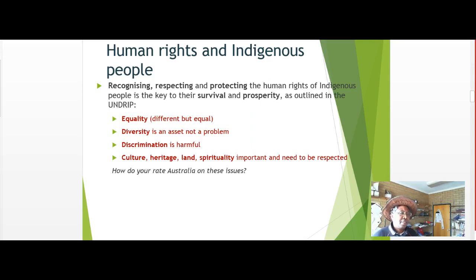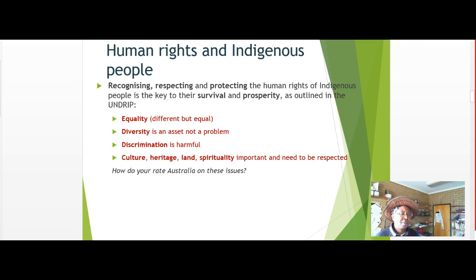So we find that in this declaration, the emphasis is on recognizing, respecting, and protecting the human rights of Indigenous people. And also there is emphasis on equality. Equality here means that people can be different in terms of culture, but they still remain equal. That diversity should not be seen as a problem, but as an asset. Also recognizing that discrimination is harmful, has been harmful, and its continuation will continue to be harmful.